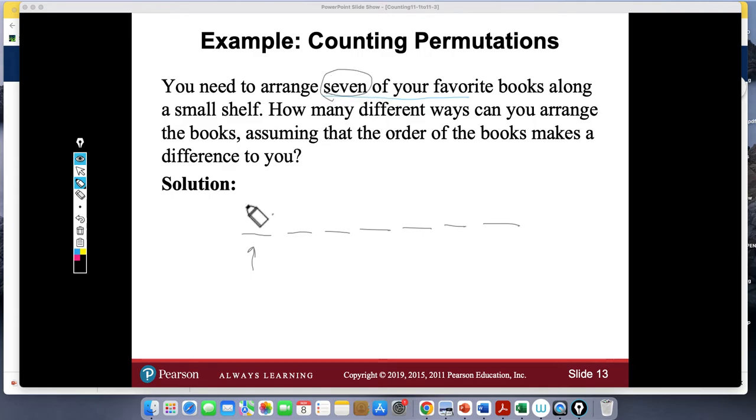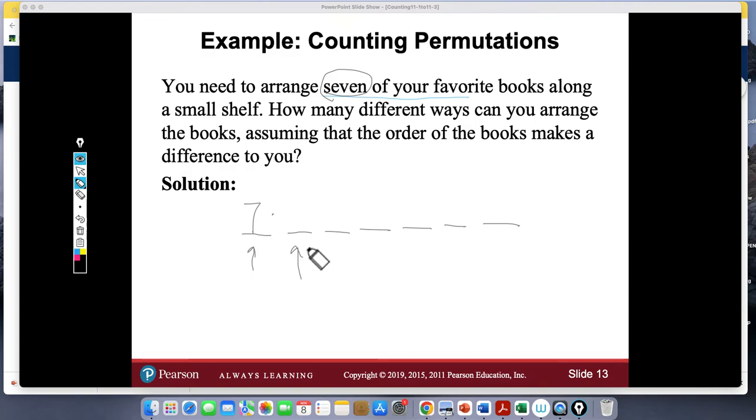7. We put a book, so we could choose any of the 7, right? So we have 7 choices. We put one of the books there. Now for the second slot, how many books do we have to choose from? But we put one in the first slot. So now we only have 6.